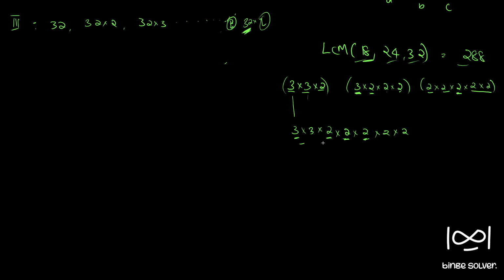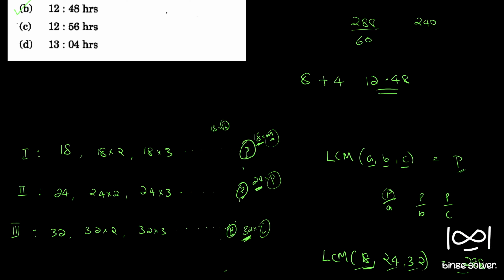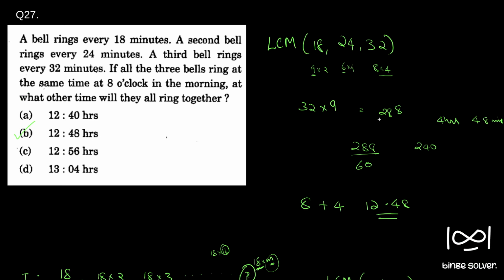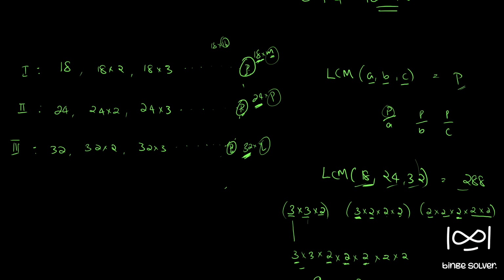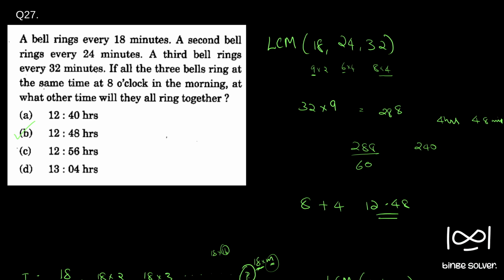So which is 9, 3 into 3, 9, and 2, 4, 8, 16, 32, so 32. 9 into 32, which is what we wrote earlier here. This is the LCM. So this is how you find LCM if you are unfamiliar with this. Just wanted to share that also. So that is the solution to question 27, option B.